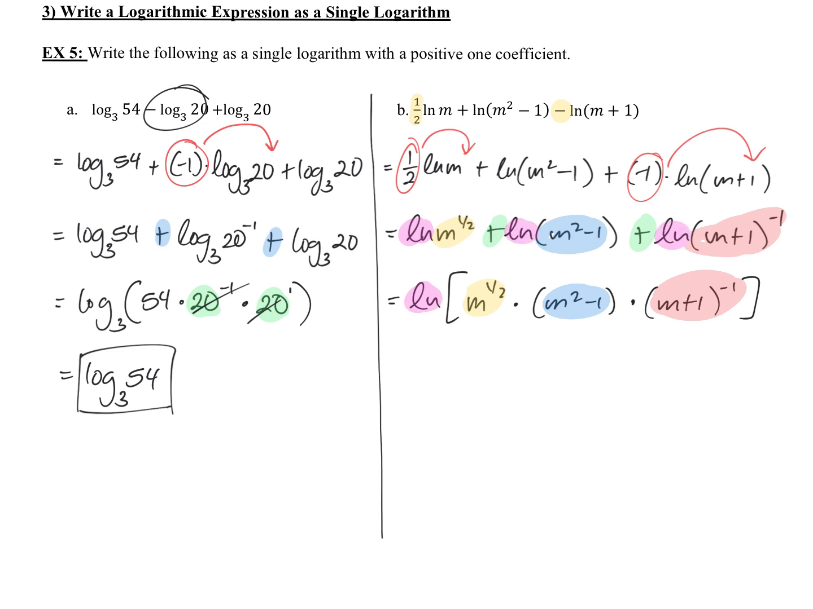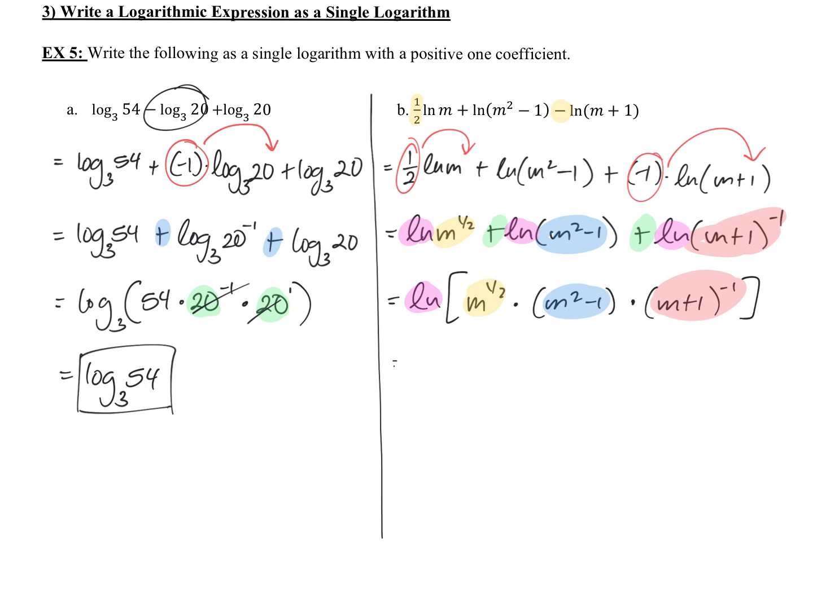For the natural log, we keep the natural log and then multiply the arguments together. Now, the last thing to do is just to make sure that we can simplify the argument inside as much as possible. We have that -1 exponent, so we're going to have to fix that. We're going to have to bring that down to the denominator. All right, so let's go ahead and do that.